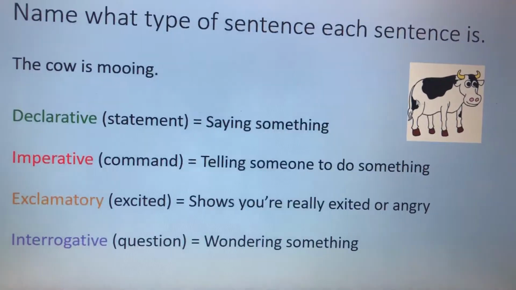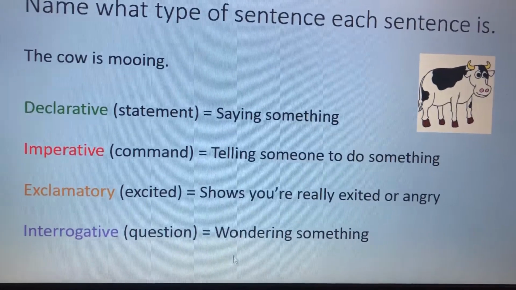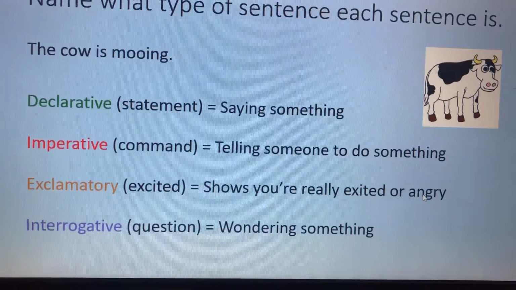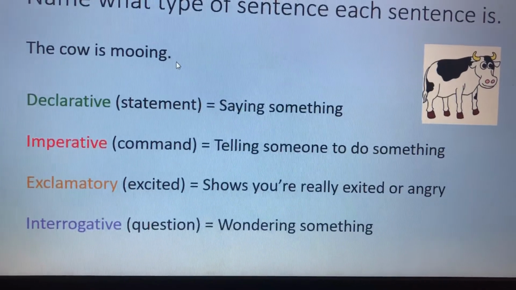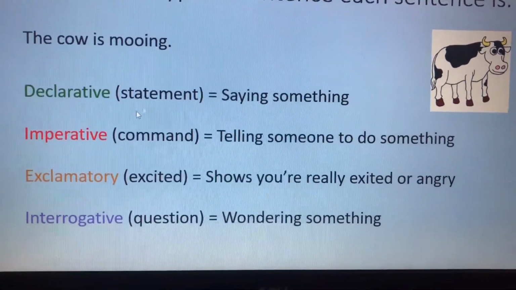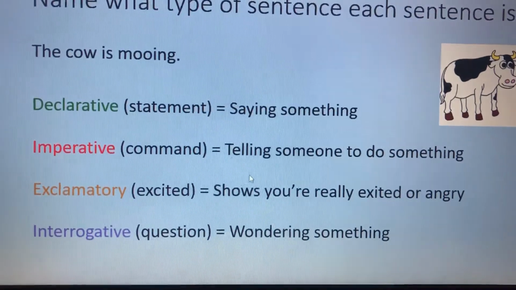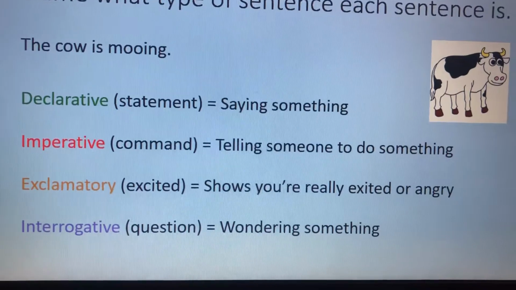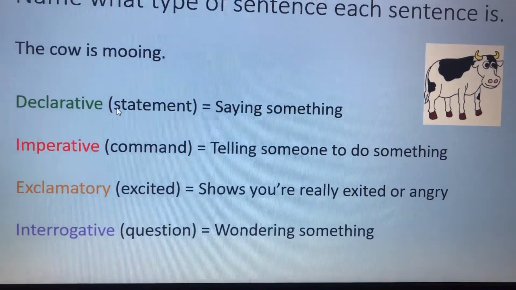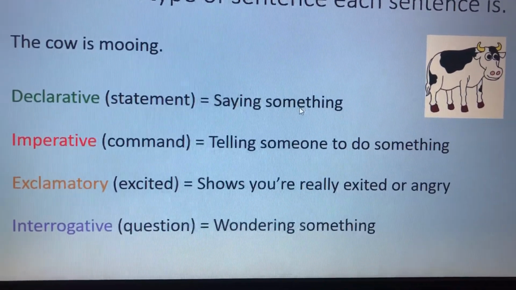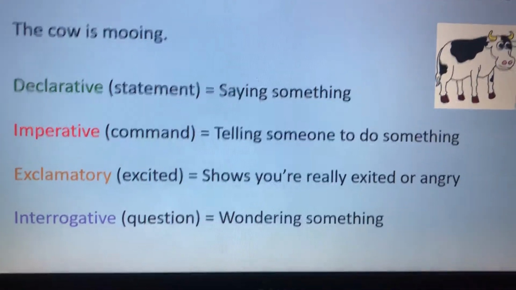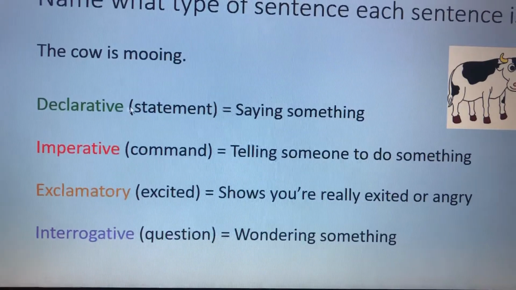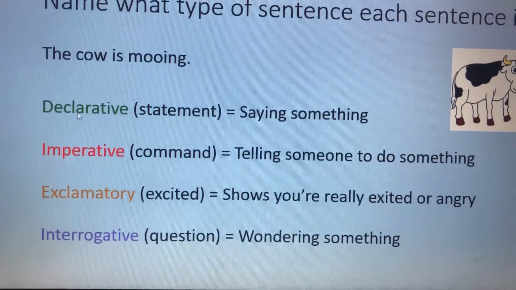Well, the cow is mooing. It's definitely not a question. It doesn't end in a question mark. Not exclamatory. You're not really excited. It doesn't end in an exclamation mark. It's not imperative, right? The cow is mooing. That's not telling someone to do something. So that must mean it's declarative. You're just saying something. You're telling someone something. What are you telling them? Well, you're just telling them the cow is mooing. So the correct answer was it was just a statement, a declarative sentence.